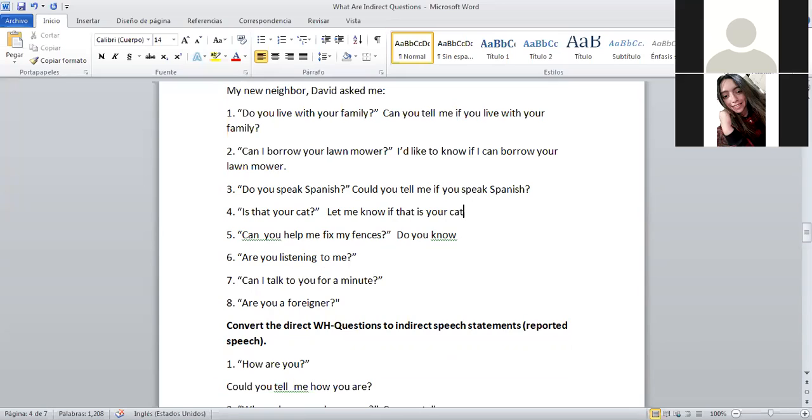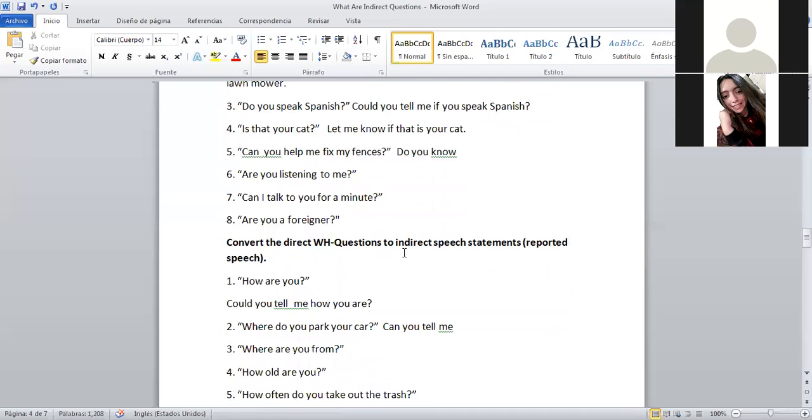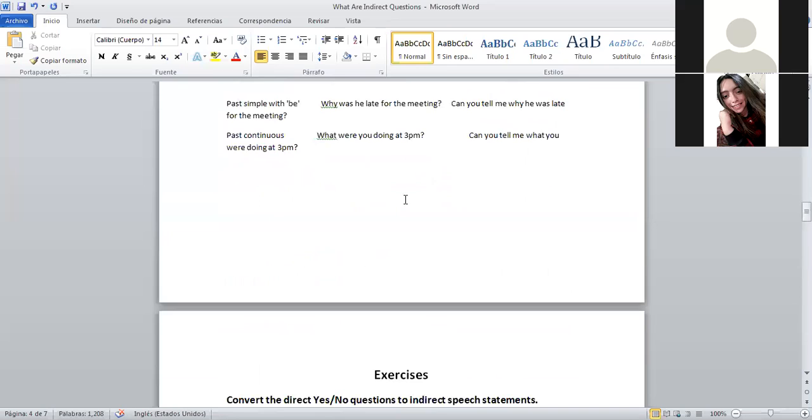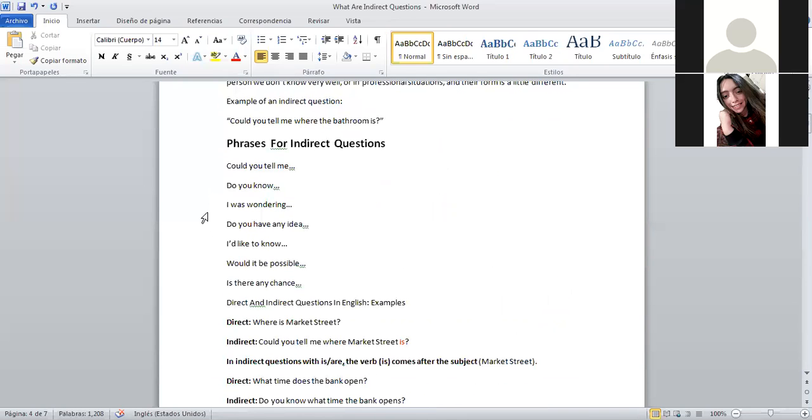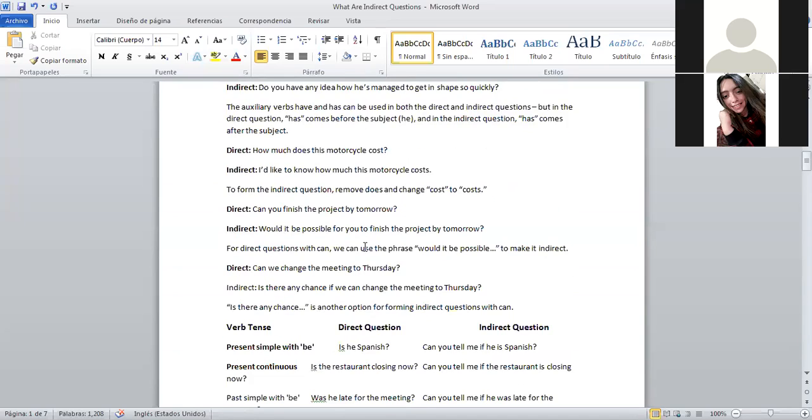Let me know if that is your cat. Period. Porque me está diciendo, déjeme saber. No es una pregunta. Entonces, no termino con question mark. Okay, very good. The rest are homework. This one, you can use any of the introduction expressions, the one that you like, no problem, okay?